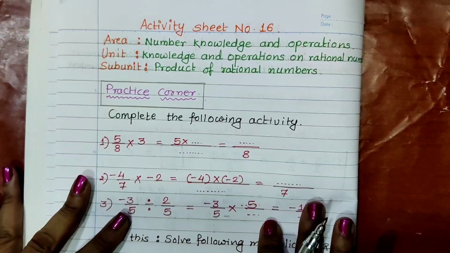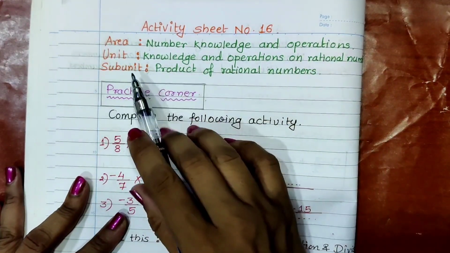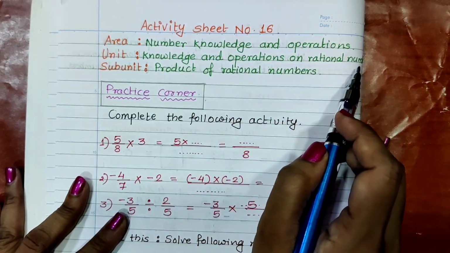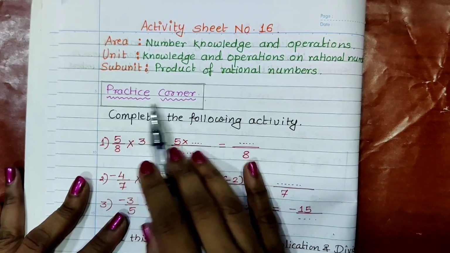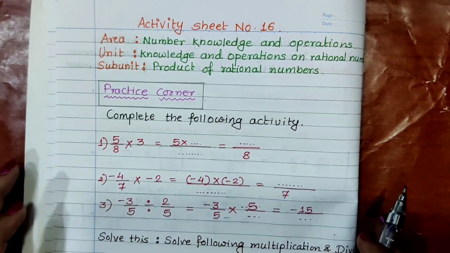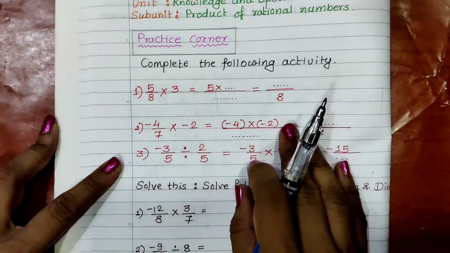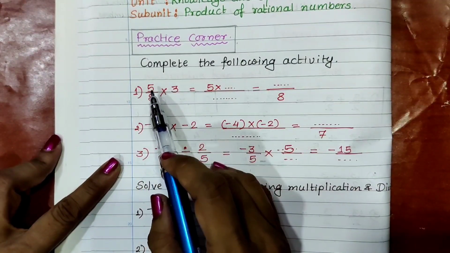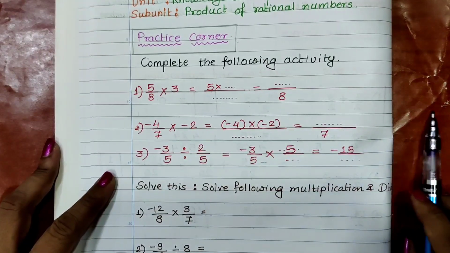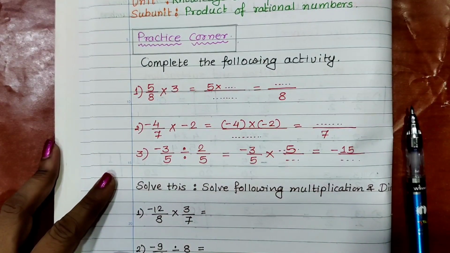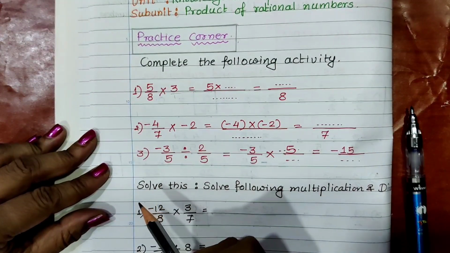Okay, so see children, this is my activity sheet number 16. Area is number, knowledge and operations. Unit is knowledge and operations on rational numbers, and subunit is product of rational numbers. In the practice corner we have to complete the following activity. In the first question, there is the multiplication of two rational numbers. The first number is 5 upon 8 and the second number is 3. Only 3 means you all know it is always 3 upon 1. Always there is 1 in the denominator.